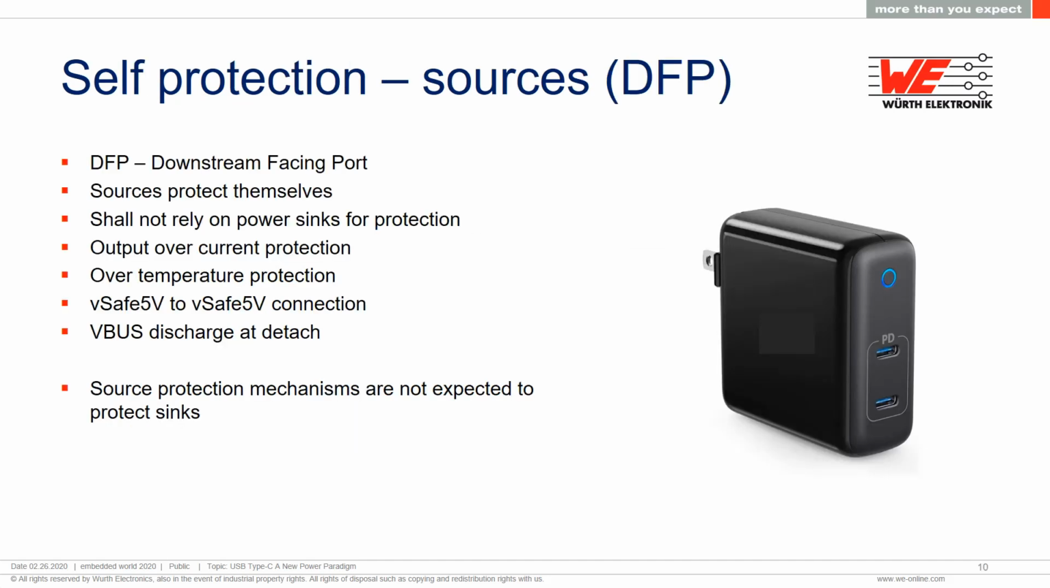An important concept of the specification is that ports, that is, sources and sinks, are self-protecting. Sources are referred to as down-facing ports, DFP. They must be able to protect themselves from things like short circuits, overvoltage, overtemperature, and ESD. They must not rely on anything that's plugged into the port to protect it. It should be noted that there is no power on the pins until something is plugged in and the power is negotiated. We'll cover that in a few slides. The default voltage is 5 volts to be backwards compatible. The ports need to be able to discharge themselves when they're disconnected.